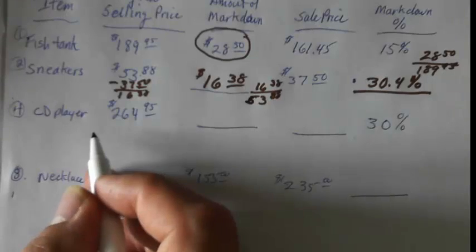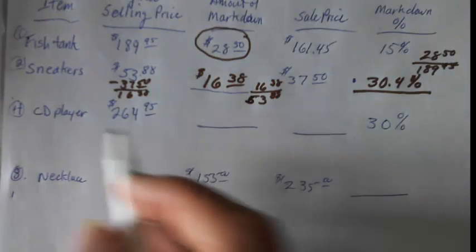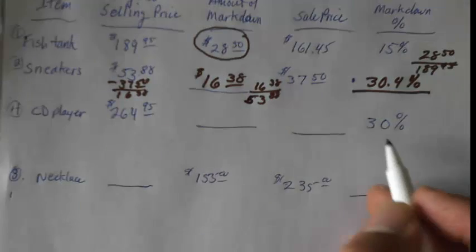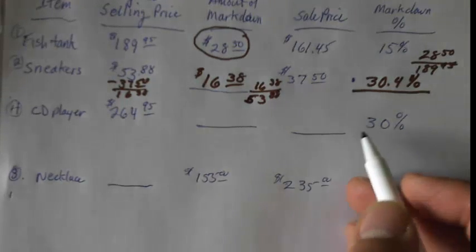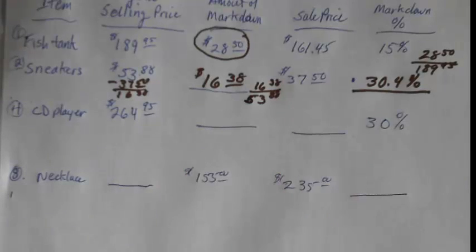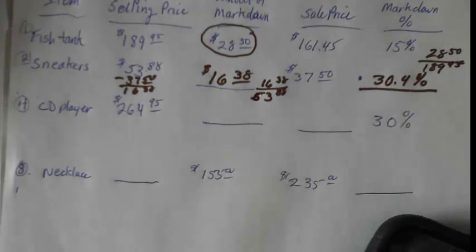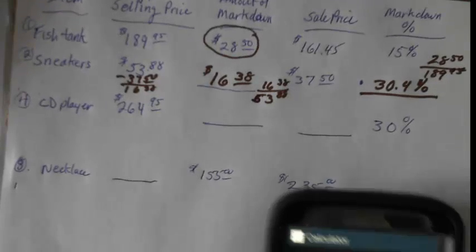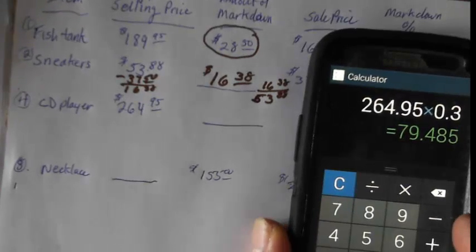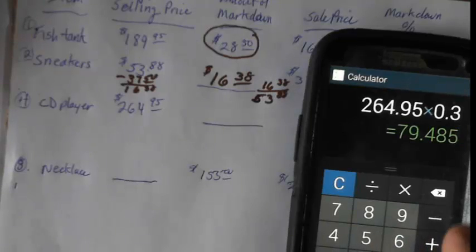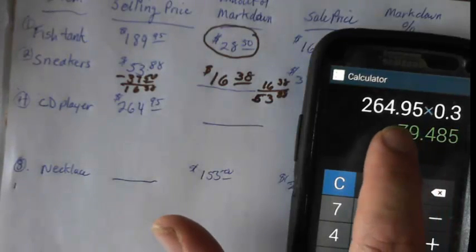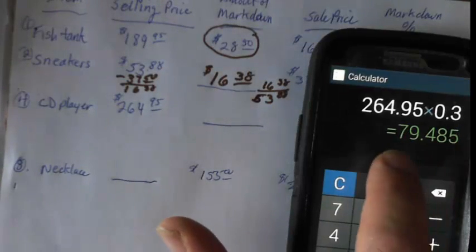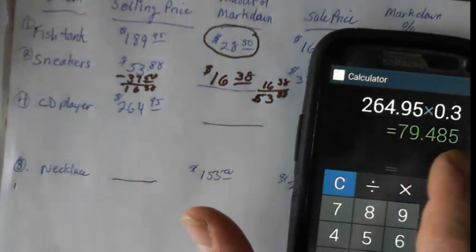Okay, number 4 is slightly different, so I wanted to show you that, where they don't give you the sale price, they don't give you the markdown amount, but they do give you the markdown percentage. So in order to solve the markdown amount, they said that was 30%. So when we put it in to their calculator, we would just simply take 264.95 times the 30%, and we're going to get 79.48.